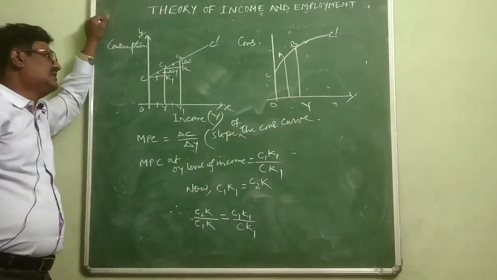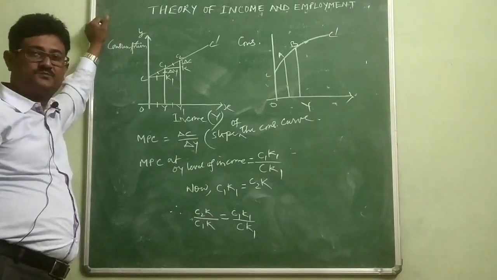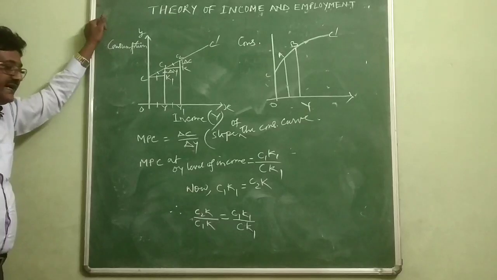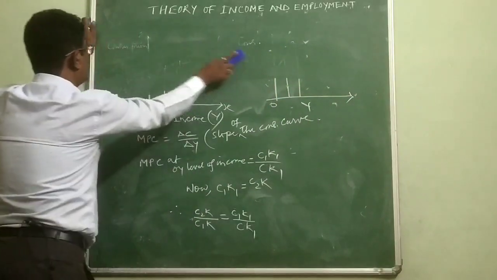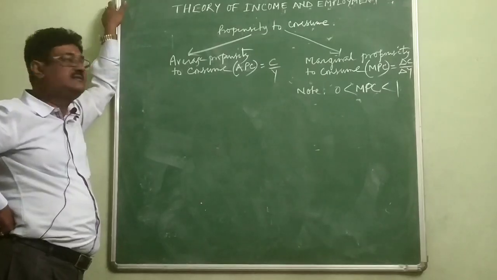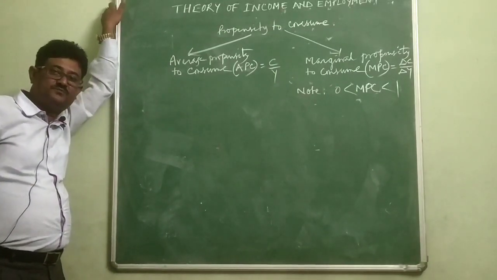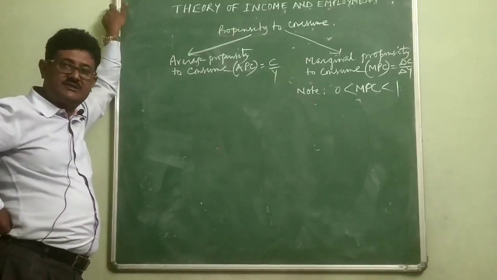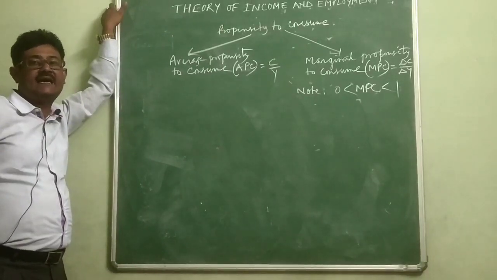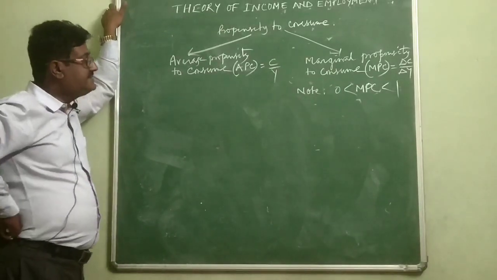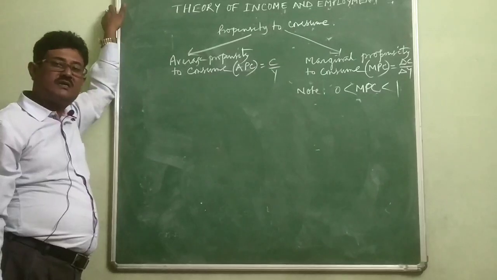Now you must remember that consumption function is also called propensity to consume, and propensity to consume is divided into two parts, that is average propensity to consume and marginal propensity to consume. Now what is average propensity to consume? It is the ratio of total consumption to total income in an economy. That is, C by Y gives you average propensity to consume.